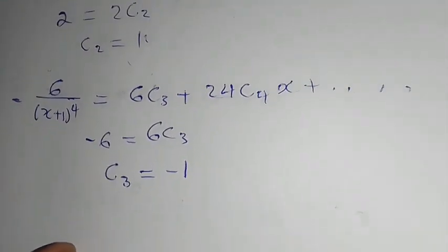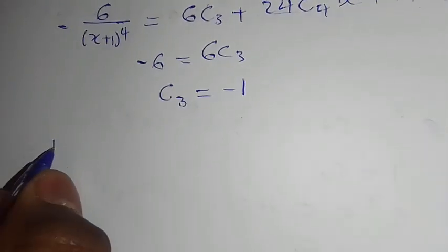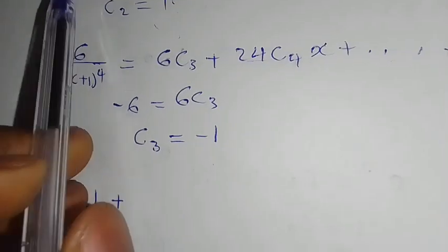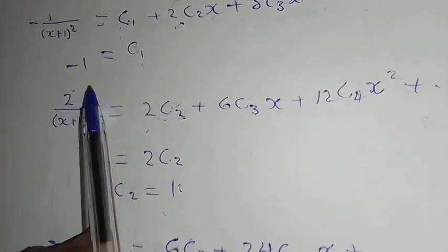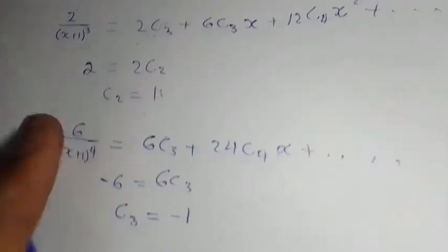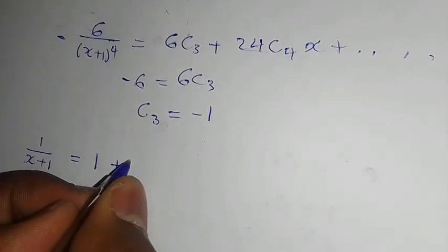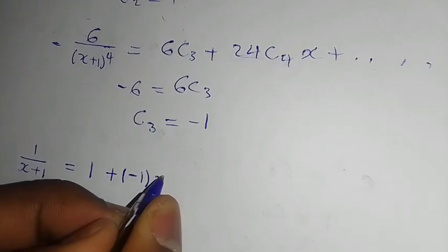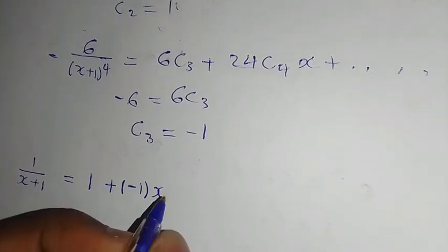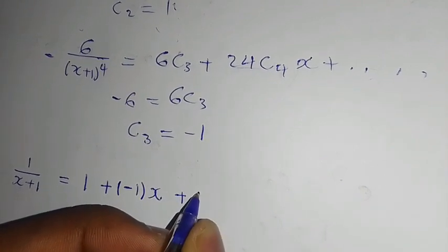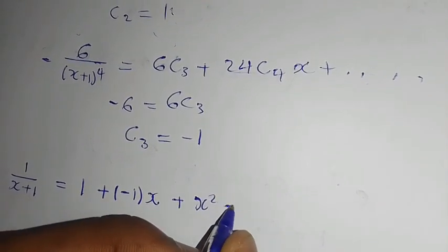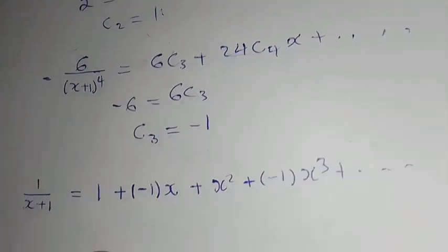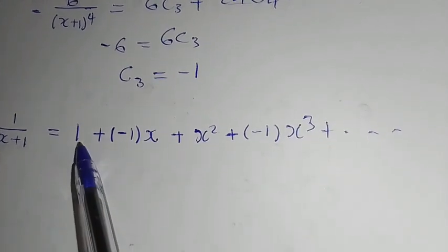So now let's see. This means that 1 over x plus 1 is equal to 1 plus C1, which is minus 1, so we have minus 1x. That would just be minus x. You can really put in a negative, it doesn't really matter. And c2 is just equal to 1, and then you just have x squared. And c3 we just found that it's minus 1, and then we have minus 1x cubed, and we're just going to progress like that.